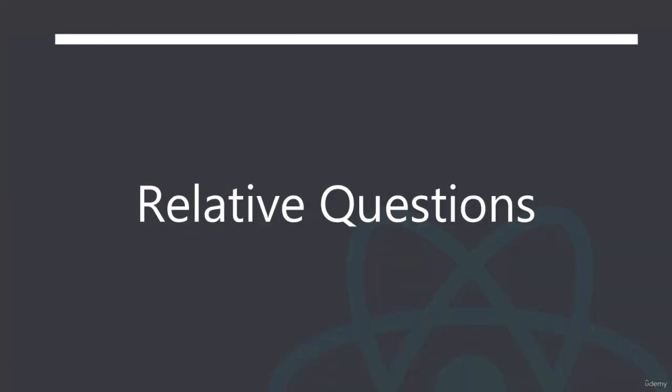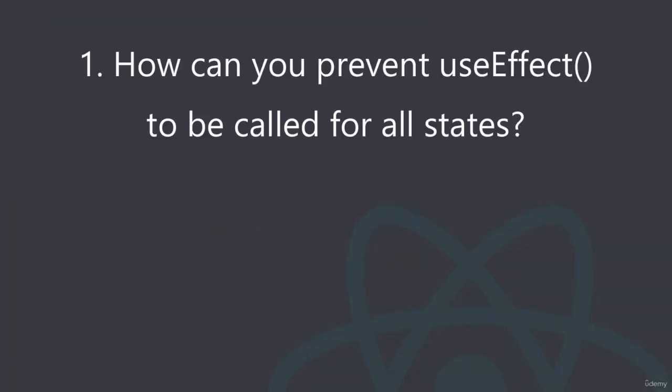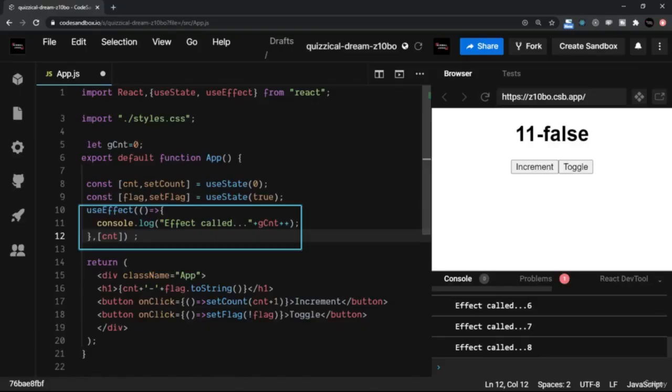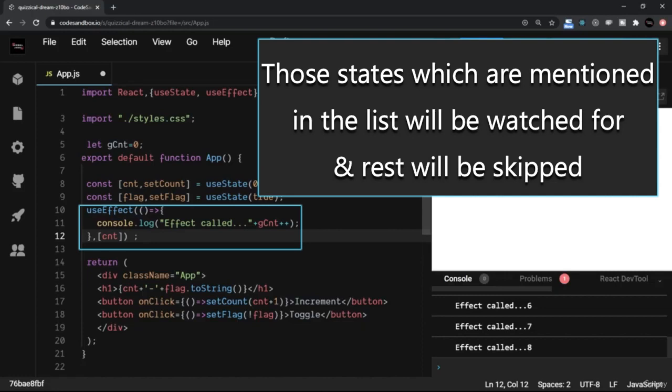Now let's talk about questions. The first question is, how can you prevent useEffect to be called for all states? The same question can be asked that how do you skip the useEffect for specific states? So basically we have this second parameter where we give an array and we give a list of all the states for which we want the useEffect to be called. Like here we have used CNT. It is executing only for CNT. So the states which we do not mention here in the array, useEffect will not be called for those states. That's how we prevent it.